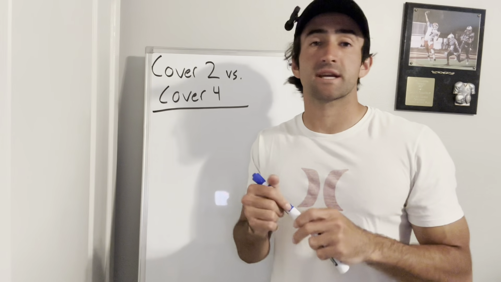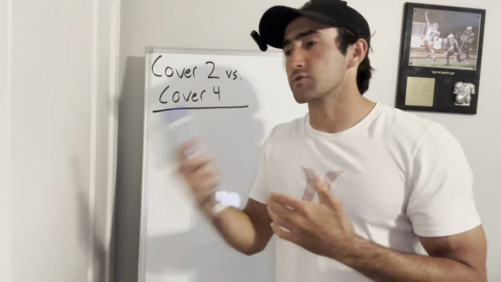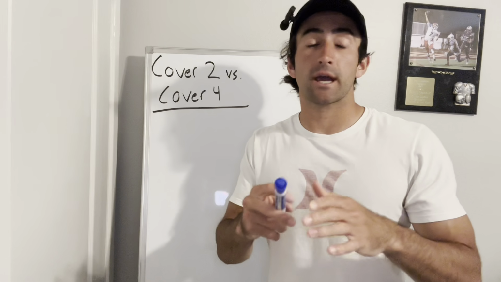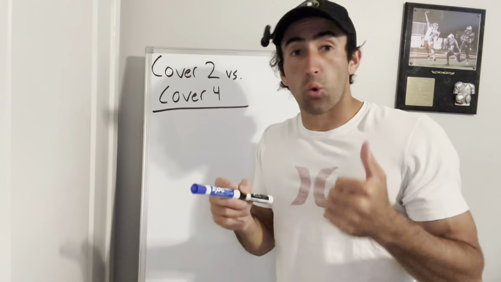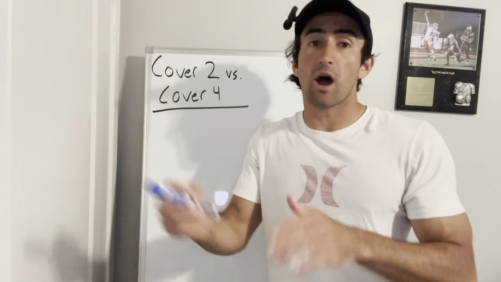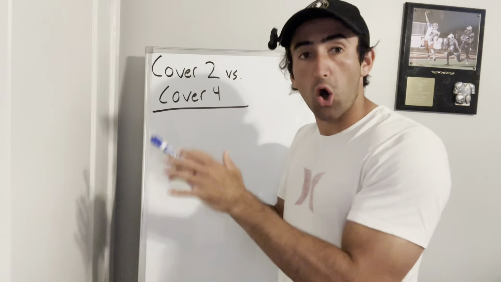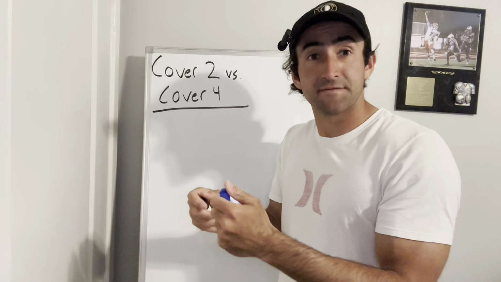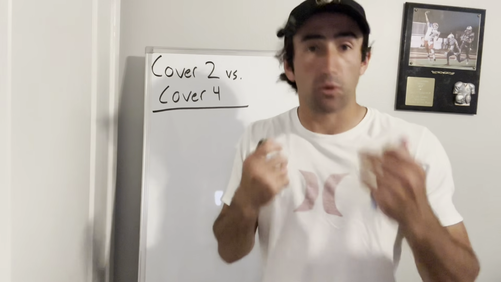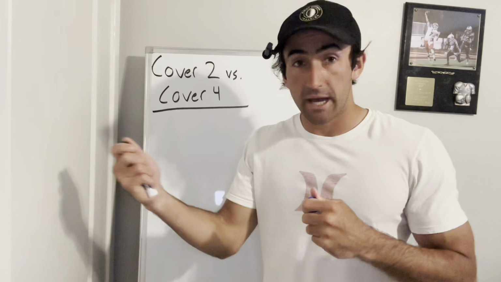So, what a lot of people will say, if you ask them, hey, what's the difference between cover two and cover four? A lot of people will say, oh, well, the difference is in cover two, the corners are press, and in cover four, the corners are off. That is not the case, you guys. There is so much more to it, and corners will always lie to us with their coverage. Safeties are what's going to tell us the truth. So, how can you tell the difference between a cover two and a cover four safety?